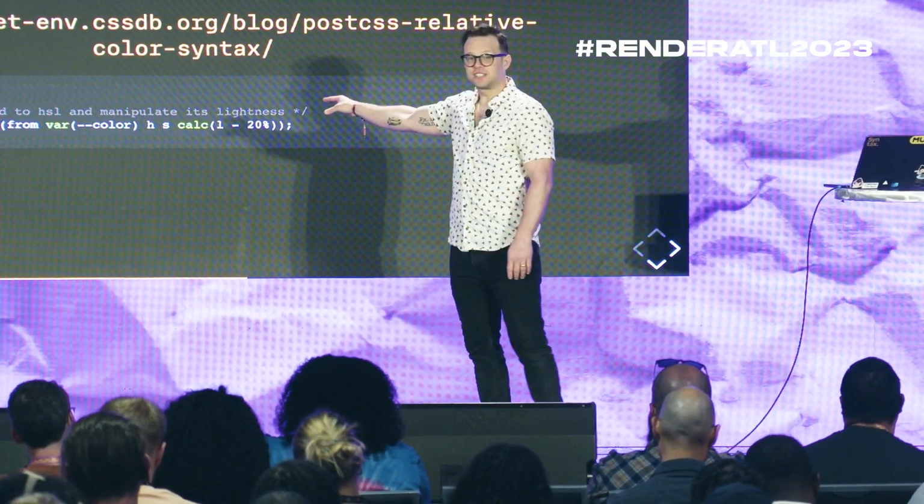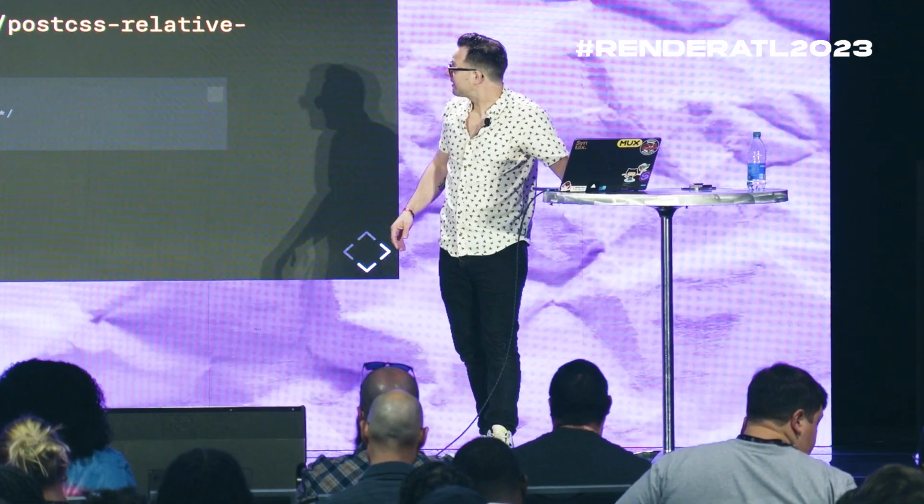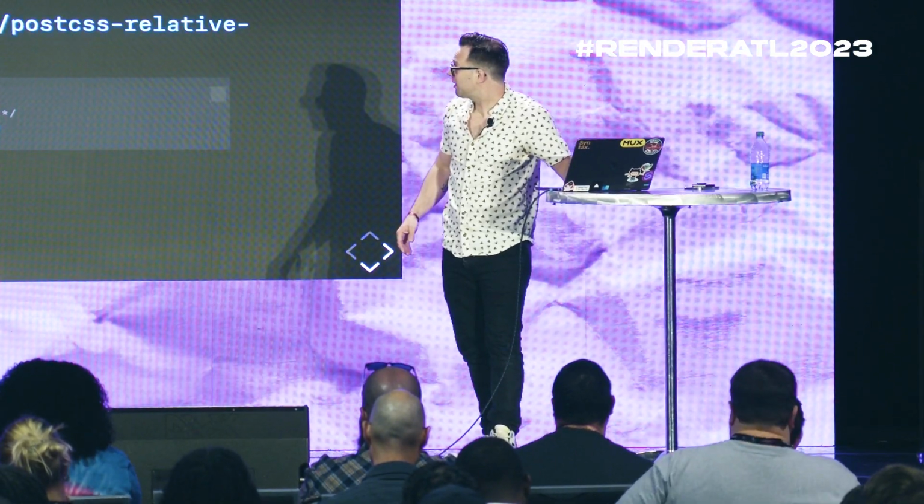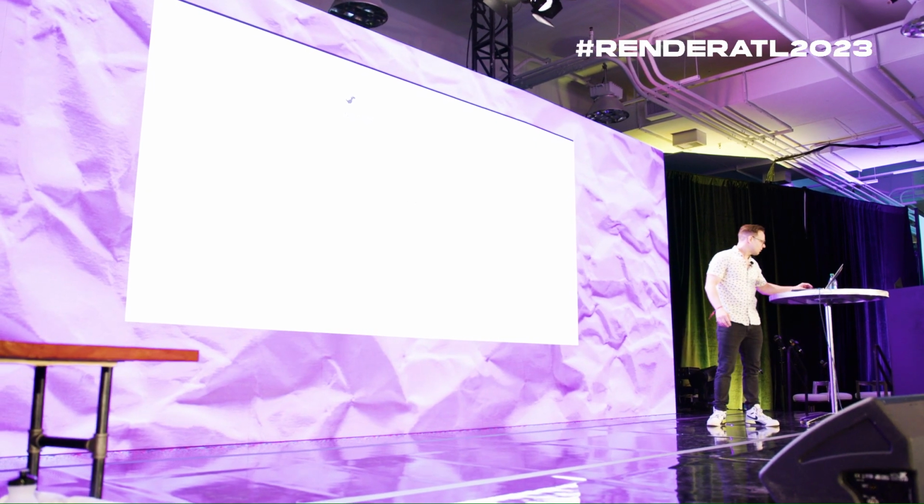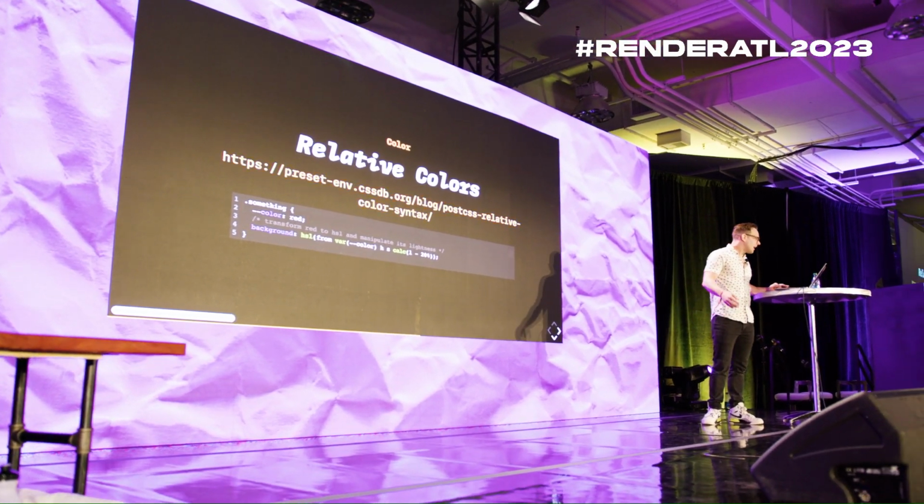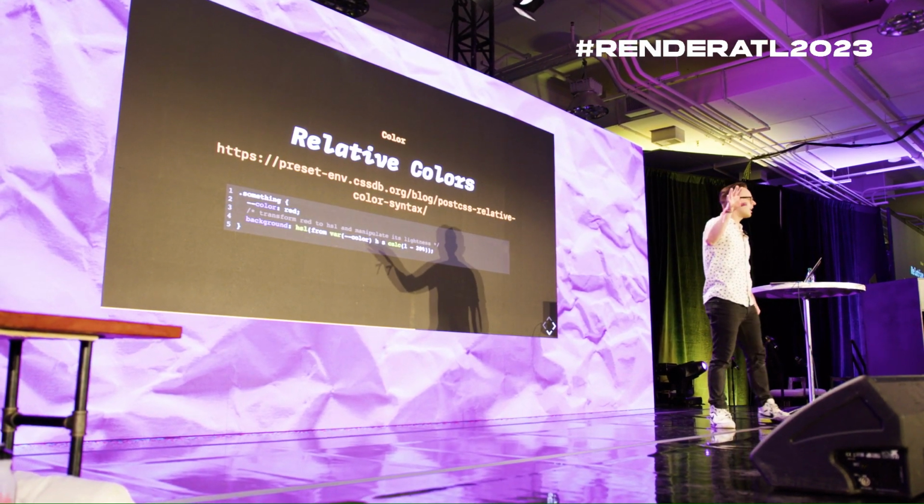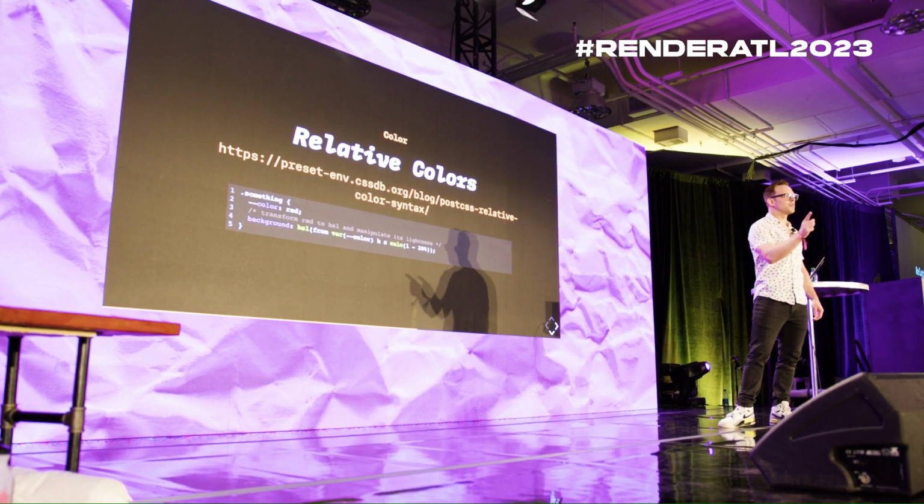So relative color is going to allow making color systems extremely easy. In fact, in this link, I'll try to do this. There we go. No. OK, whatever. I was connected a second ago. Either way, go to that link in the compendium, whatever. It shows you that somebody makes a whole color system with contrast off of one color value.